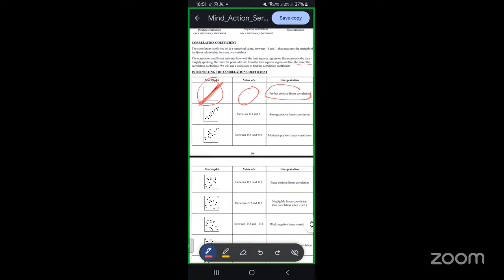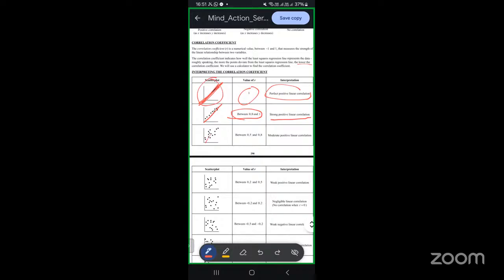Then here it tries to tell us that they are still clustered, but they are not all on top of the line. They are closer to the line, but our R now will be between 0.8 and 1. Just like it says, the more the points deviate from the line, the lower the correlation coefficient will be. It's still a strong positive linear correlation.